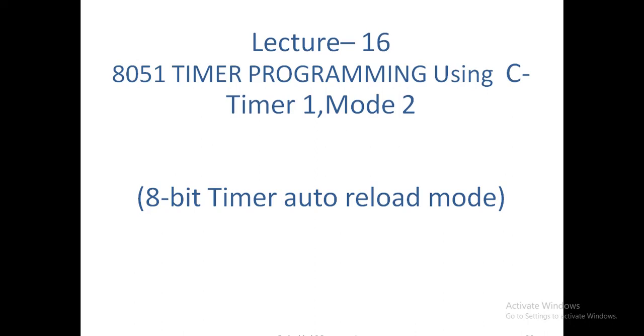Welcome to lecture 16, 8051 timer programming using embedded C. In this lecture, we are going to discuss timer 1 mode 2. Timer 1 mode 2 means 8-bit timer auto reload mode. Already in the previous lecture, we discussed mode 0, mode 1. In this lecture, I am going to discuss mode 2. It is an 8-bit timer auto reload mode. We will see what is auto reload mode.